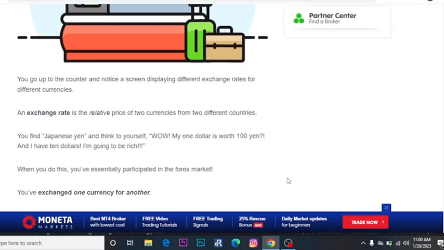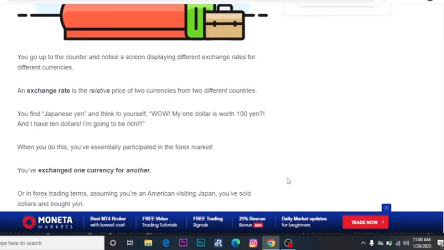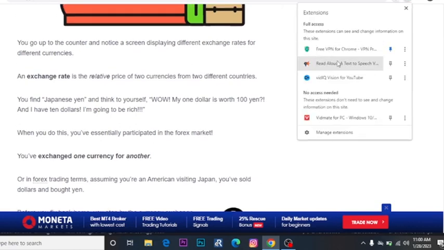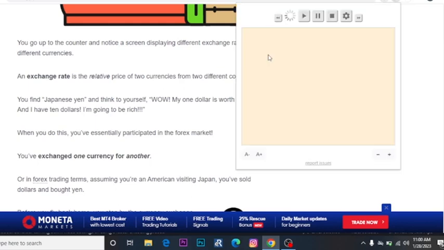You find Japanese yen, and think to yourself, wow, my $1 is worth 100 yen. And I have $10. I'm going to be rich.